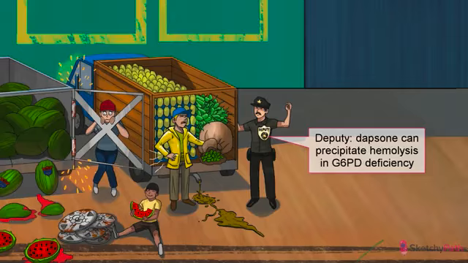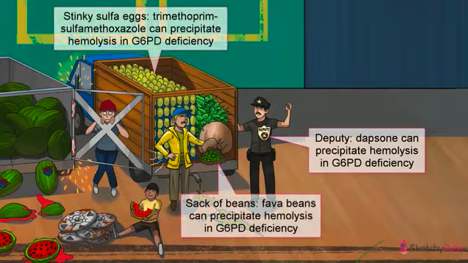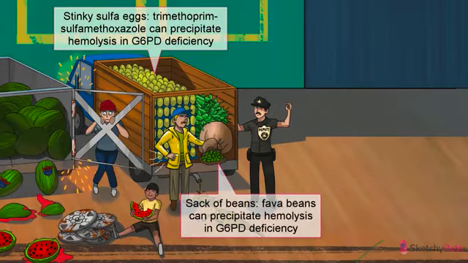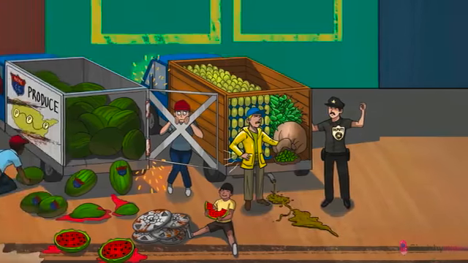Anti-malaria or anti-tuberculosis drugs, like primaquine and dapsone, are strongly associated with precipitating hemolysis. Enter our dapsone deputy, stage right. The antibiotic trimethoprim sulfamethoxazole is another well-known trigger. Hence the stacks of our recurring stinky sulfa eggs in the back there. And, of course, don't forget fava beans. The favorite test question of biochem professors the world over. They go great with a bottle of Chianti, by the way.